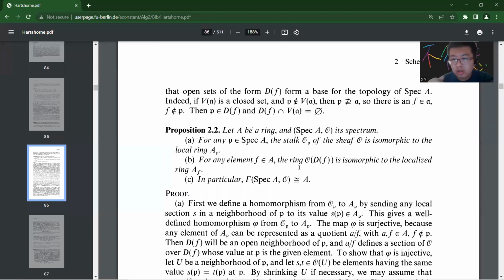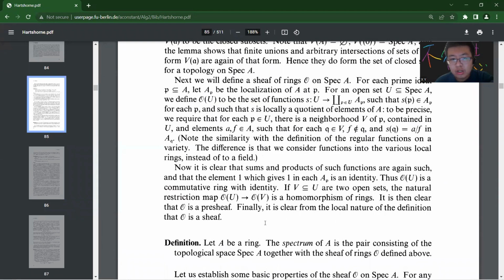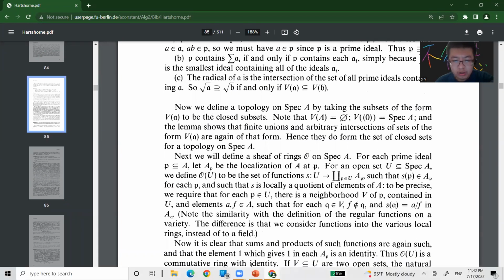Hey, what's up, guys? So today I want to show that the structure sheaf that we defined before is a sheaf. This will follow Hartshorne's proof, but I will write it more carefully, step by step.